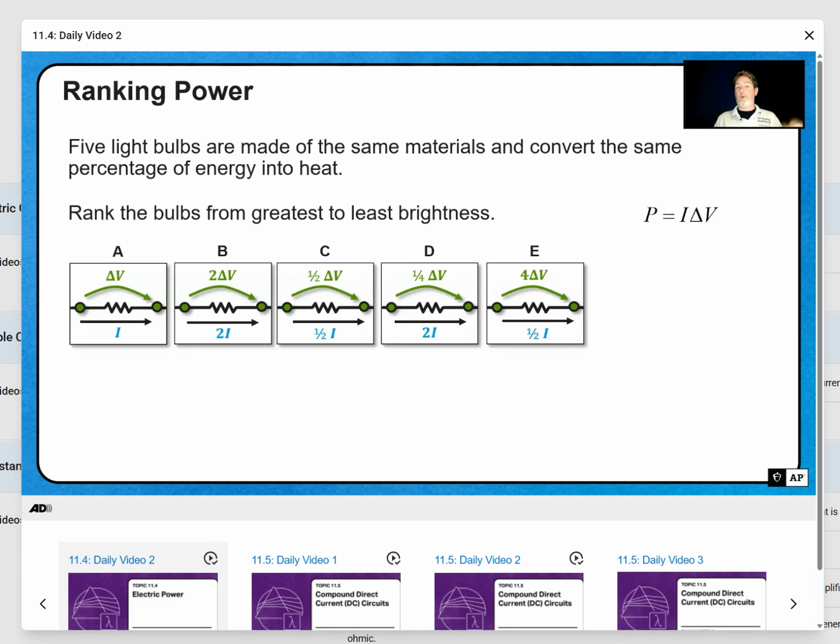So we know that power equals IV, it equals V squared over R, and it equals I squared times R. In this case, we're going to choose the first equation because we're given voltages and we are given currents. Go ahead and take a moment to try to rank the relative brightnesses of the light bulbs in this example. We can take a look at them one at a time.